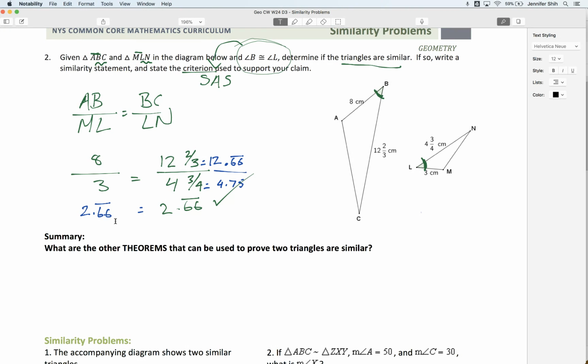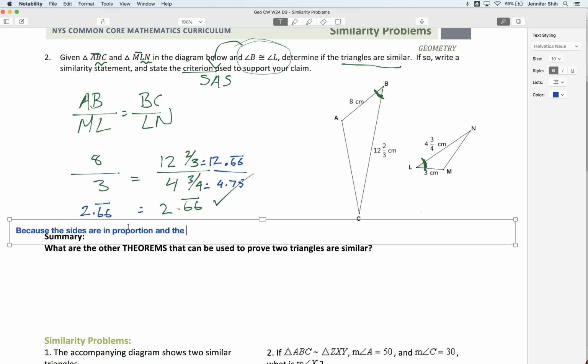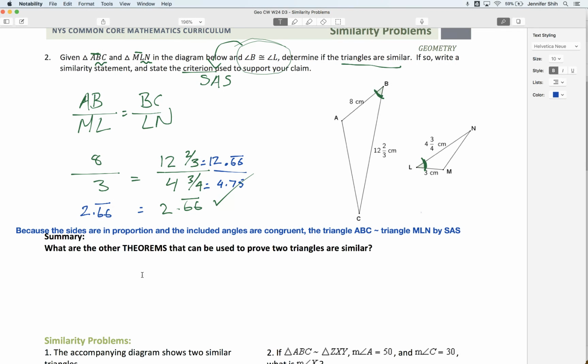Let's write this. Because the sides are in proportion and the included angles are congruent, triangle ABC is similar, or how about this symbol? Shift, this tilde key. Triangle ABC is similar to triangle LMN by SAS. Nice, right? Okay. Summary. What are the other theorems that can be used to prove two triangles are similar?